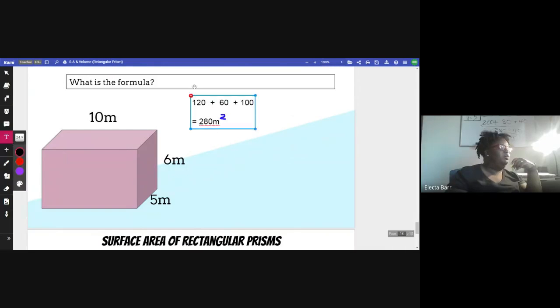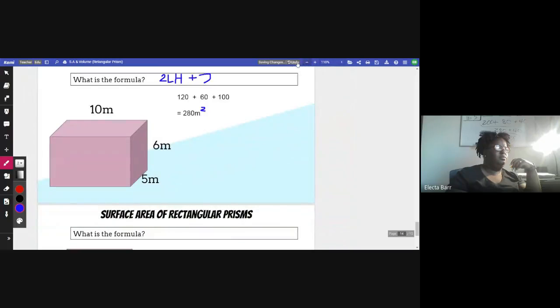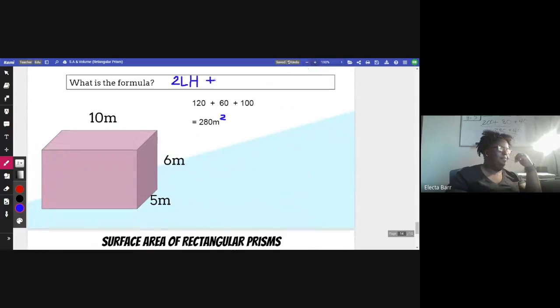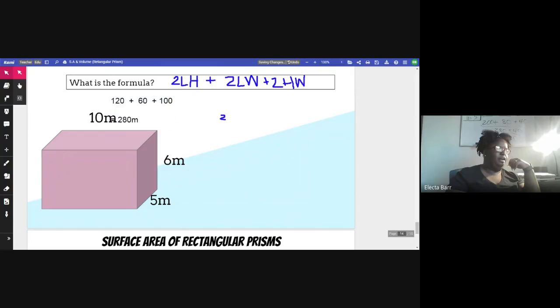No, it's okay. Let me write out the formula again. So we've got 2LH plus 2LW plus 2HW. I'm trying to zoom in. Let me move that for right now.